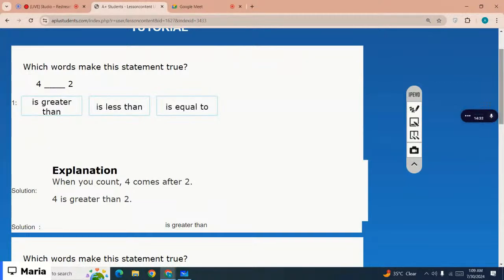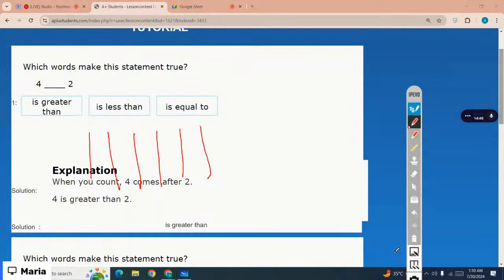So when counting, 4 comes after 2. So if 4 comes after 2, that means 4 is greater than 2. The correct option is that 4 is greater than 2 because 4 comes after. Got it? So 4 is greater than 2.